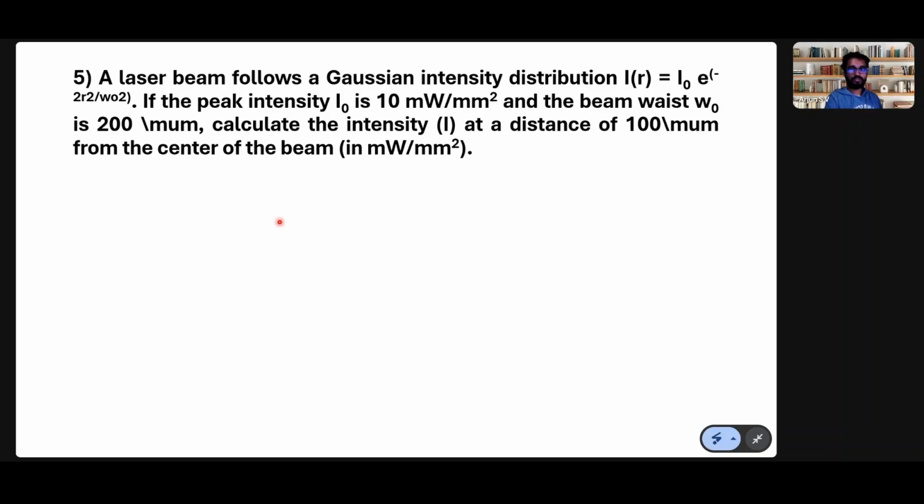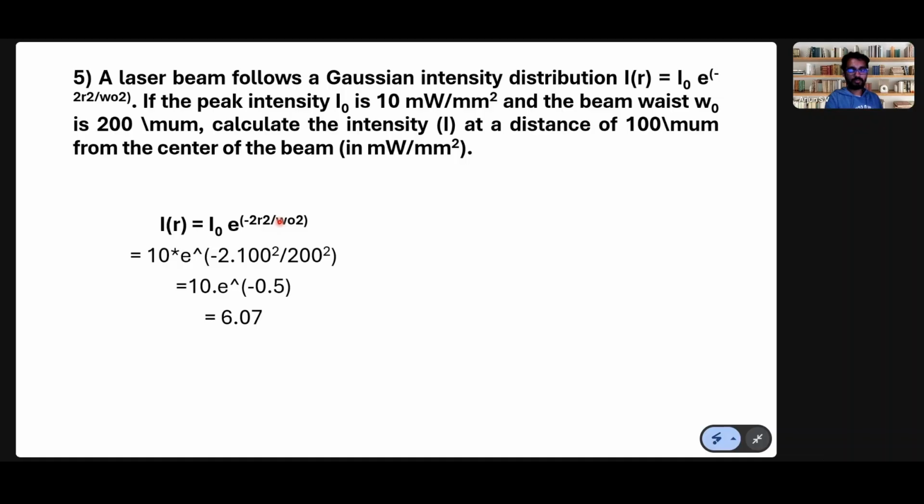And since no one is in the room, I'll just proceed to give the answer. I've given the relationship to you through this expression: I(r) equals I naught into e power minus 2 r square by omega naught square. We have I naught, we have r, and we have omega naught. We just need to substitute that, and by substituting it, you will get this expression. Upon solving it using the calculator, you will get the answer as I(r) equal to 6.07 milliwatt per millimeter square.